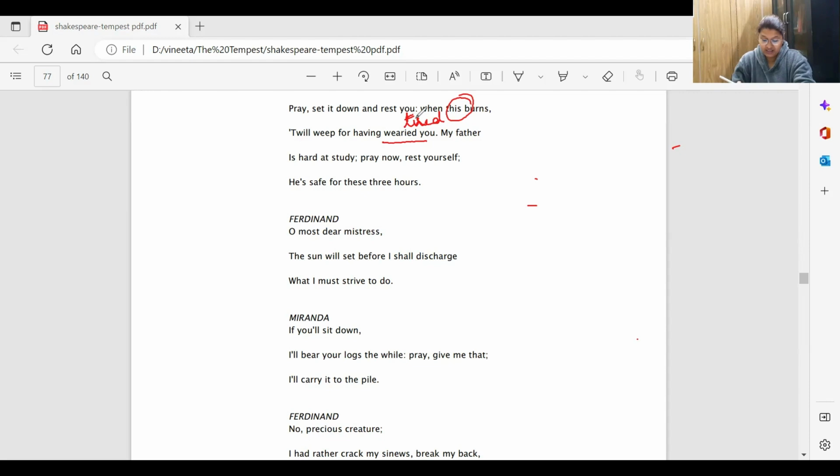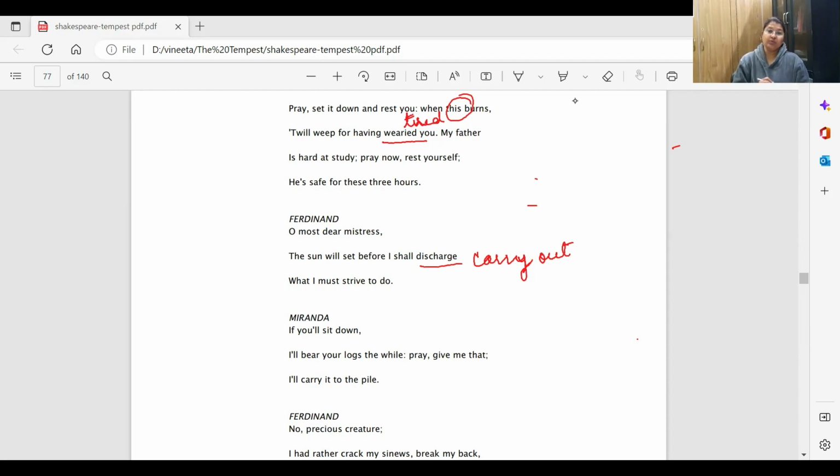So Ferdinand says, O most dear mistress, the sun will set before I shall discharge what I must strive to do. Discharge here means carry out. The sun will set before I carry out what I must strive to do, what I have to struggle to do. Miranda says, if you will sit down, I'll bear the logs the while. Pray, give me that. I'll carry it to the pile.